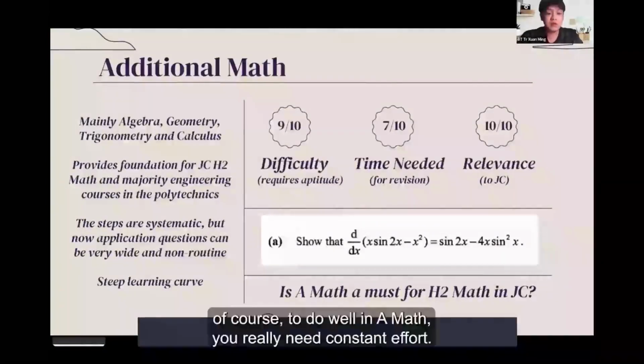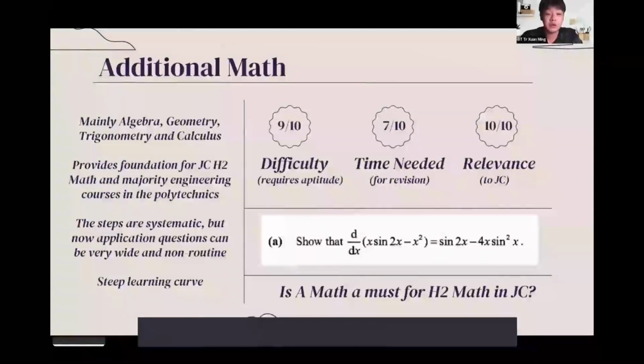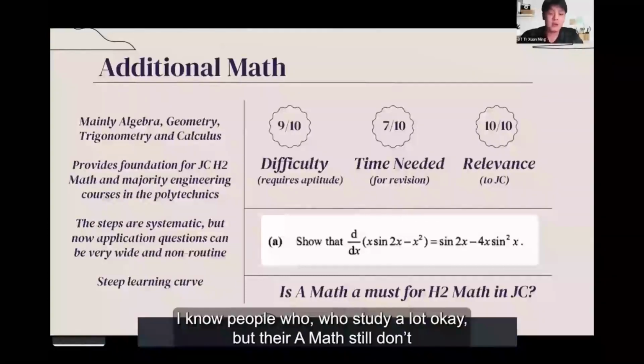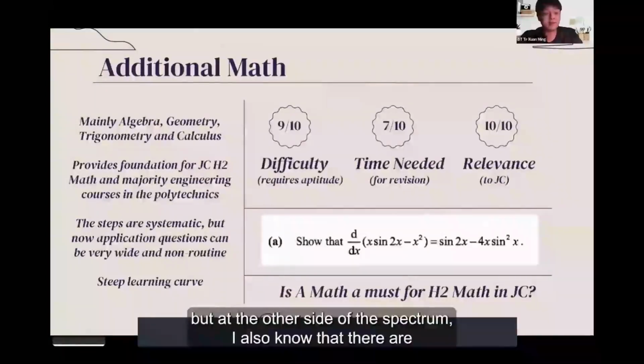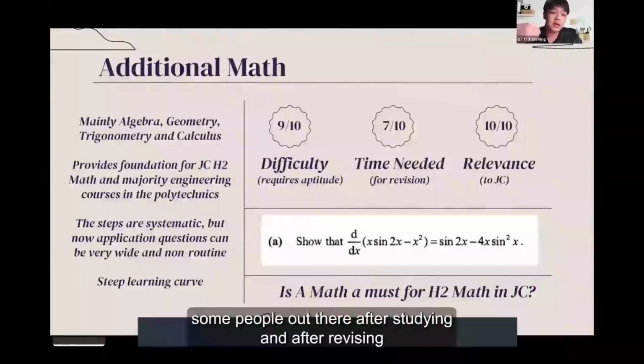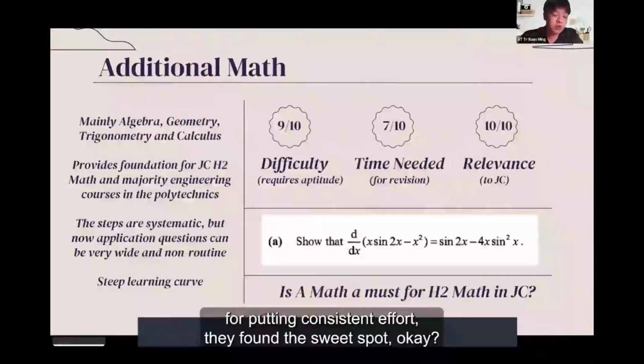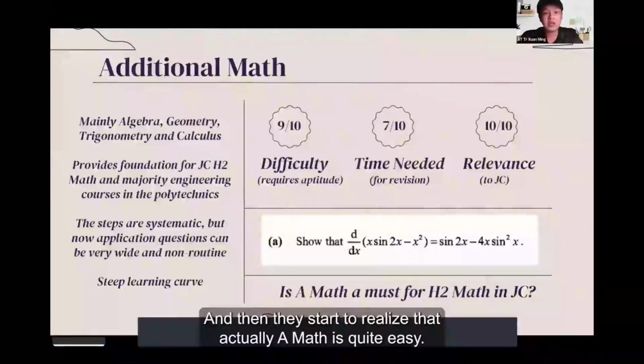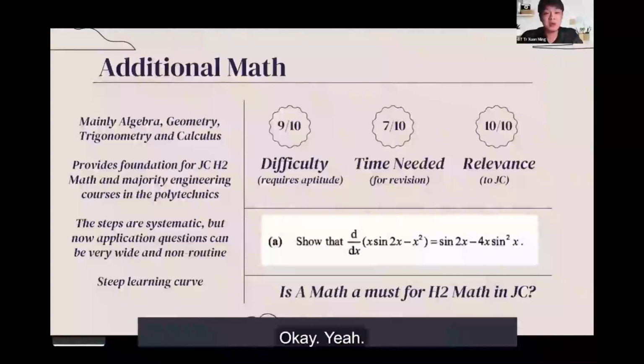But that being said, of course, to do well in A-math, you really need consistent effort, right? But I just want to share, I know people who study a lot, but their A-math still doesn't do well. On the other side of the spectrum, I also know some people who, after revising and putting in consistent effort, found the sweet spot, and then started to realize that actually A-math is quite easy.